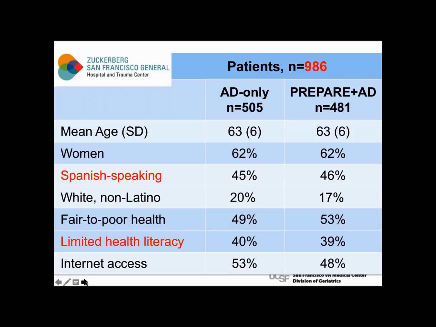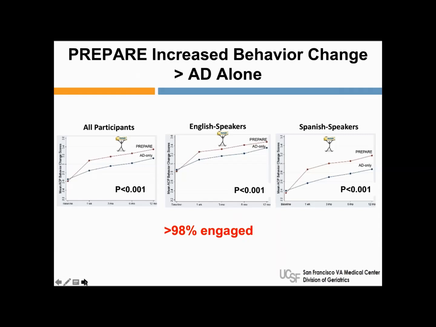At our trial that we did at San Francisco General Hospital, which was in close to 1,000 patients, almost half were Spanish speaking and 40% had limited health literacy, and many people had limited internet access and were computer naive. We found the same thing among this diverse patient population, even among English and Spanish speakers, that Prepare increased behavior change. Again, things like readiness and self-efficacy to engage in advanced care planning, as well as self-reported discussions. And over 98% of our participants in the Prepare arm engaged in some form of advanced care planning.